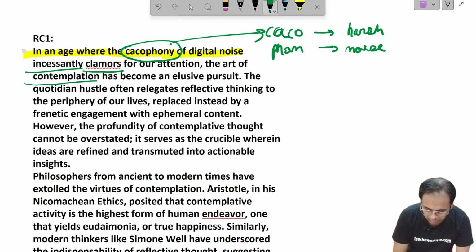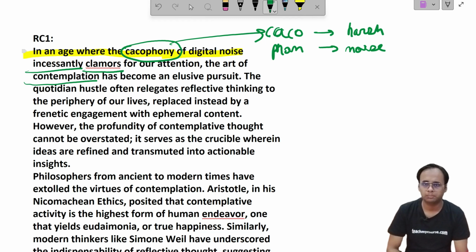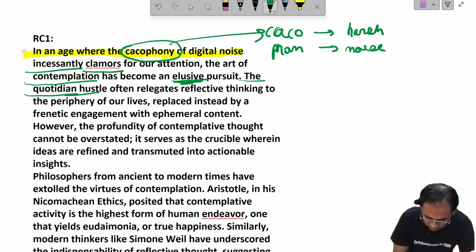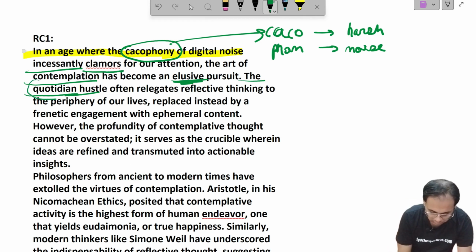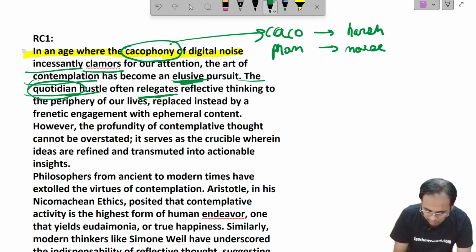The art of contemplation. What is contemplation? Some deep thought of taking some sort of action in future. So that is contemplation. It is a keyword which is being used in this paragraph. You would realize that contemplation is a very important word here. It has become an elusive pursuit. The quotidian hustle. What is quotidian? Quotidian means something that we do every day. The quotidian hustle often relegates. Relegates means we move something to a lower level. So the quotidian hustle often relegates reflective thinking to the periphery of our lives.